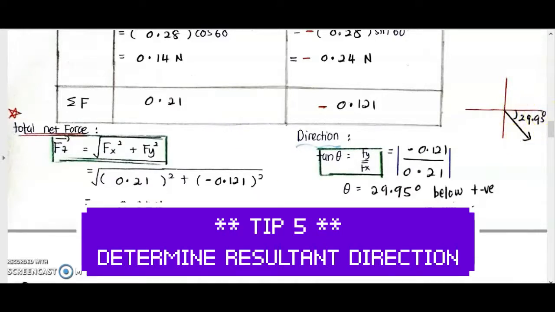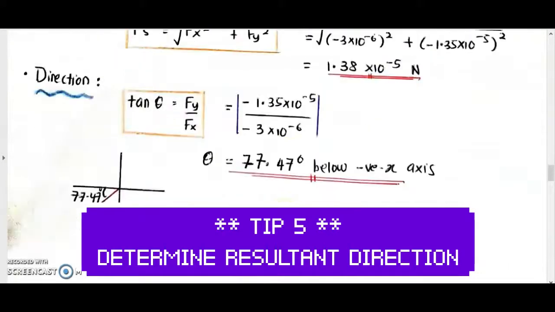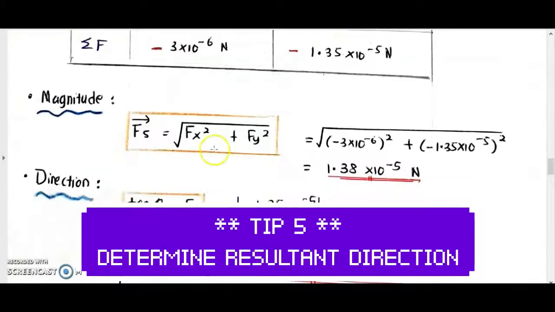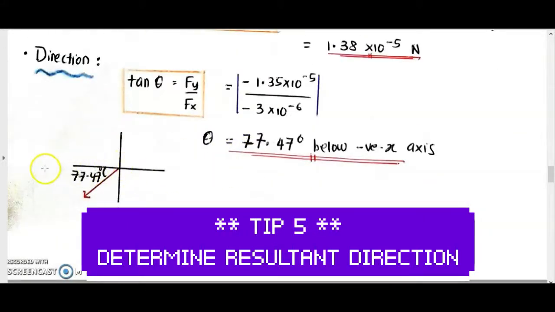Okay, let's look at another example. Okay, here, x negative, y negative. So x negative to the left, y negative as well, downwards. Therefore, in quadrant 3. Okay, so the angle must start at x-axis. Therefore, the location is below negative x-axis. Okay, that's how you determine the location for your direction. Okay, sorry about that.